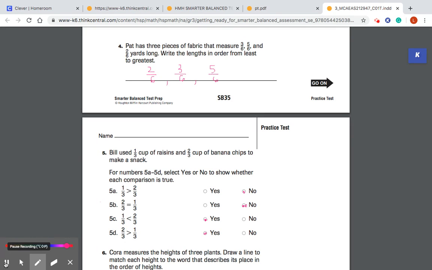Number 5, Bill used 1/3 cup of raisins and 2/3 cup of banana chips to make a snack. So we're going to answer yes or no for each. Again, I noticed that the denominators are the same, and so the numerator will determine how large the fraction is. 2 is greater than 1. And so as I go through the list, this 2/3 is greater, so that doesn't work. These are not equal. 2/3 is greater, yes, and 2/3 is greater, yes.